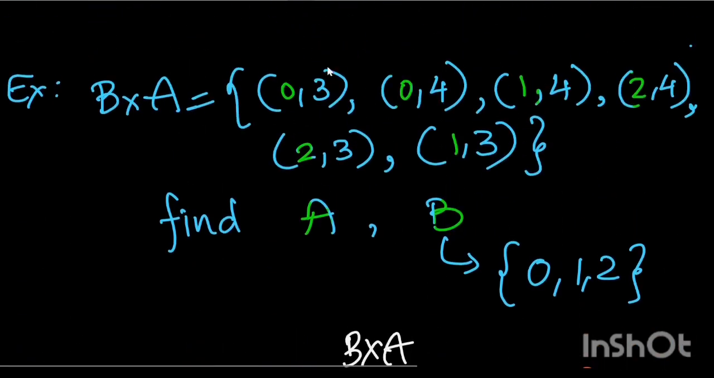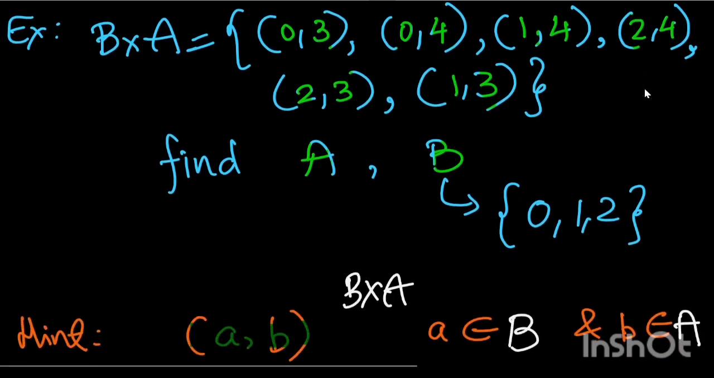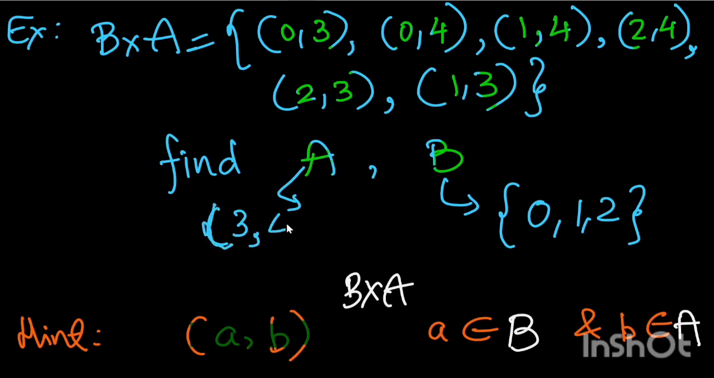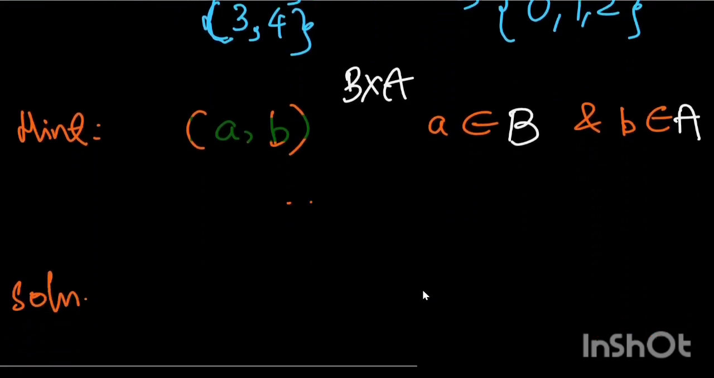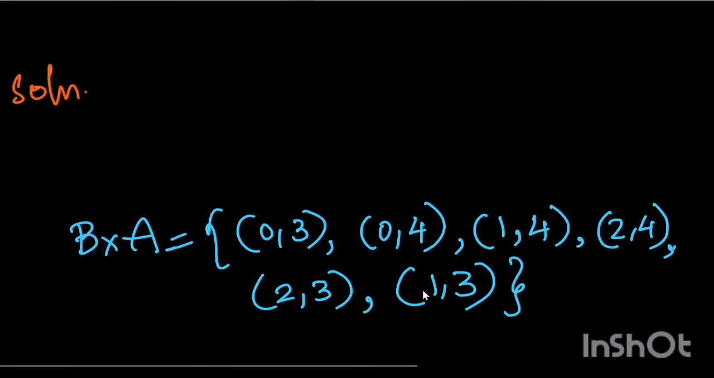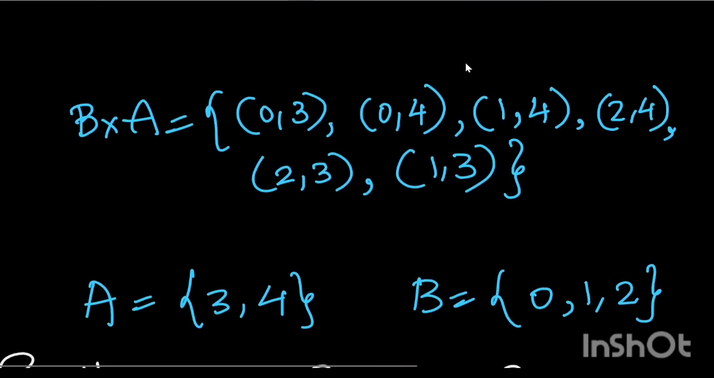Now we will see the second element. 3 is coming here, here, here. It is coming thrice. Similarly, 4 is coming thrice. So the elements of set A are nothing but 3 and 4. They are the elements. So that way we can solve this, guys. So this is B cross A, and our answer is A is {3, 4}, B is {0, 1, 2}. That way it is done.